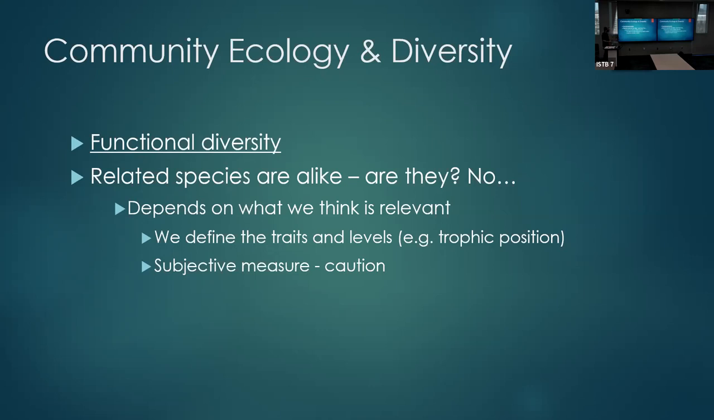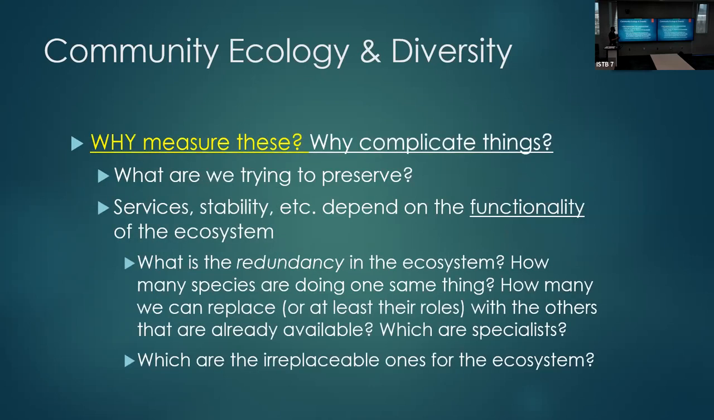All right. So today, why do we want to measure all these different things, instead of just staying with which one has more species, one of the easy ones? Why do we want to complicate the thing? It's because we have to always keep in mind, what are we trying to preserve from an ecosystem? Are we trying to preserve all these species? Or are we trying to keep the services, the stability, et cetera? Because those are going to depend on the functionality of the ecosystem.